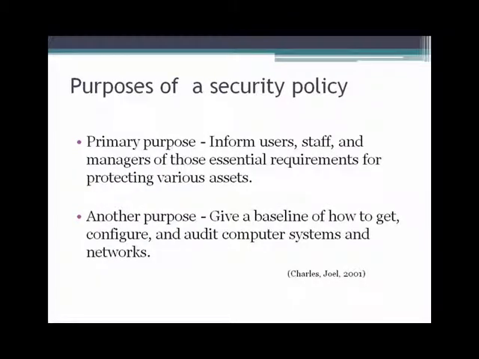What is the purpose of a security policy? The primary purpose of a security policy is to inform users, staff, and managers of the essential requirements for protecting various assets, including people, hardware, software resources, and data assets. Another purpose is to give a baseline of how to get, configure, and audit computer systems and networks.